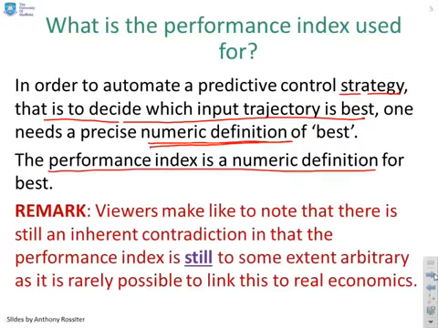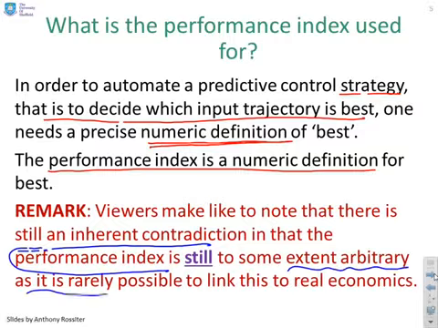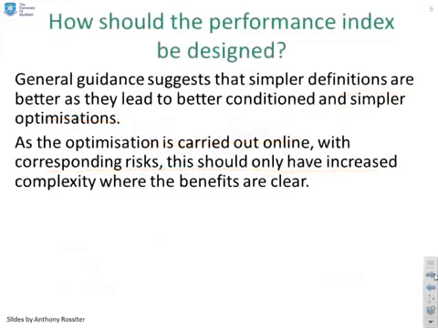Now, we do have a problem here, because you're going to define some number for the performance index, but the problem is that this is still going to be arbitrary in a sense. So although you can say, I'm going to define best to be what this performance index says is best, where has your performance index come from? And you'll see that you have to make some relatively arbitrary decisions to get to that in general.